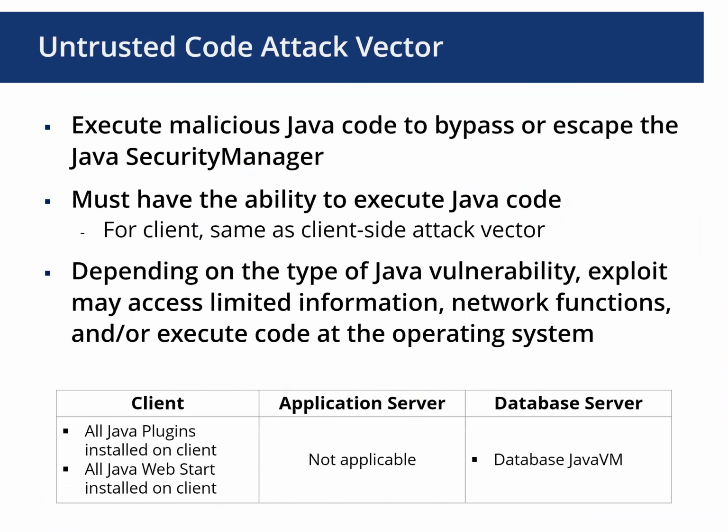Another vector here is untrusted code. This is kind of just a variation of the previous client-side issue because, again, I'm getting the JVM to execute my own code. When I think about a Java application, I can't really get the Java application to execute Java code because it's executing its Java code, not code that I've written and tried to pass to it. So untrusted code is, there's really two places I can do that.